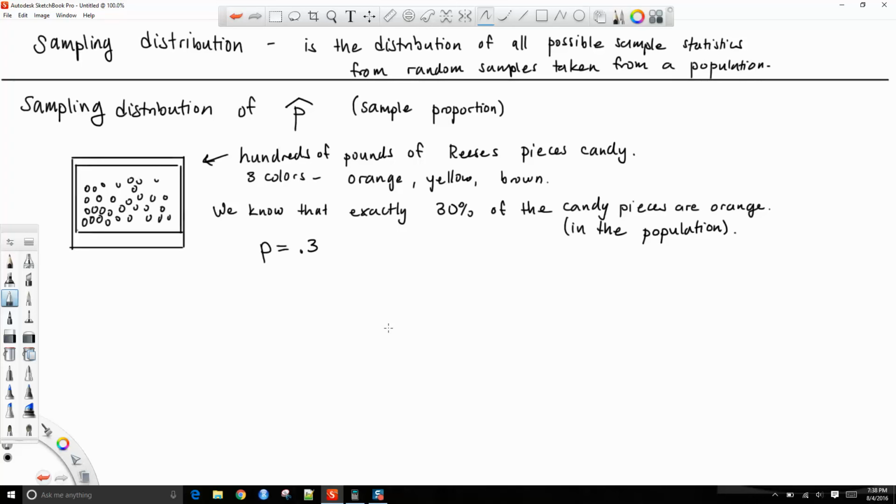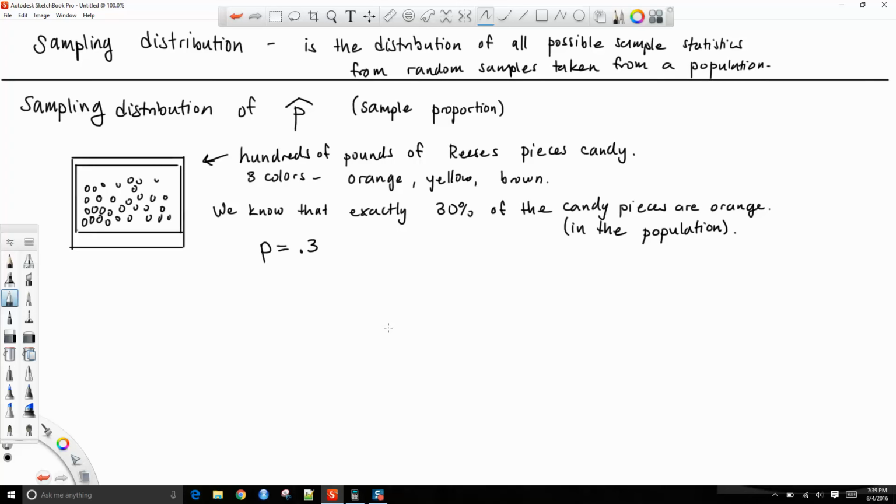So we've got this machine. It's full of hundreds of pounds of candy. Exactly 30% of these candies are orange. So if there's 10,000 pieces of candy in here, then exactly 3,000 pieces are orange. Or if there's 100,000 pieces, then exactly 30,000 pieces are orange. It's all mixed up here. I'm going to go in there and take a scoop, and pull out 50 pieces of candy. It's going to be a random scoop of candy.